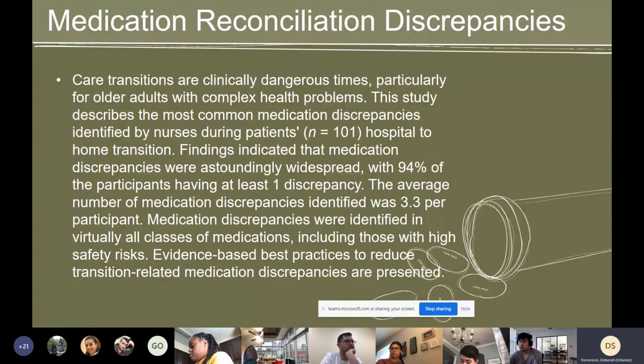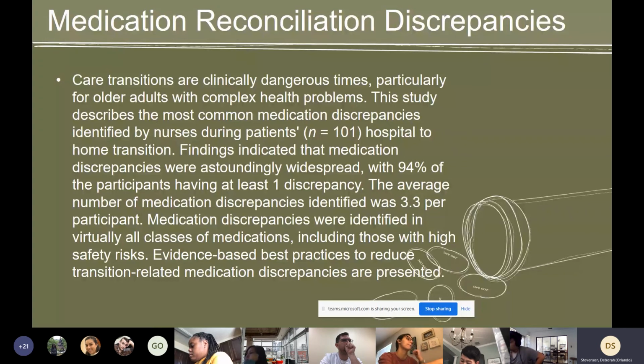We do know that changing from one place to another really can cause a lot more problems for our older adults because they have so many health problems. There are many common medication discrepancies from the hospital to the home transition, as you can see here on the slide. Notice this, discrepancies of medication with 94% of the participants having at least one discrepancy. That's a huge number. This was a study conducted by the authors.